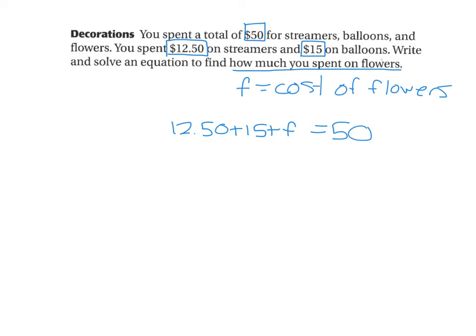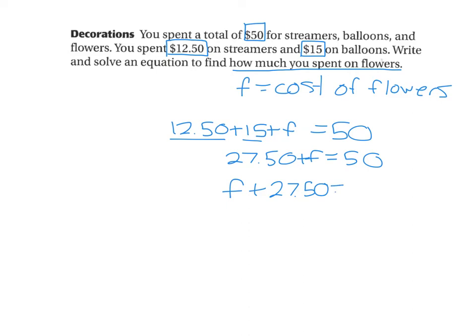So I can combine like terms here. I have my two like terms right next to each other. $12.50 plus 15 gives me 27.50 plus F equals 50. I'm going to rearrange this so I have my variable out front. F plus 27.50 equals 50. And then I'm going to subtract 27.50 from both sides of my equal sign.